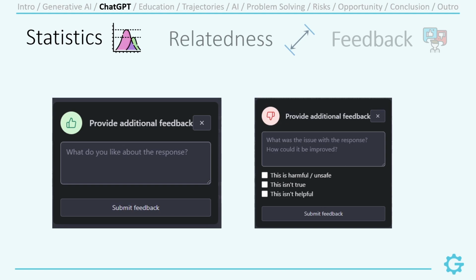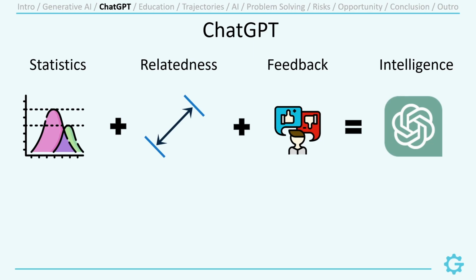It's more like the relatedness idea from the last slide, where it'll change its response to be closer to the desired outputs and further away from the undesired ones. These three aspects of statistics, relatedness, and feedback are what make up the intelligence of ChatGPT.